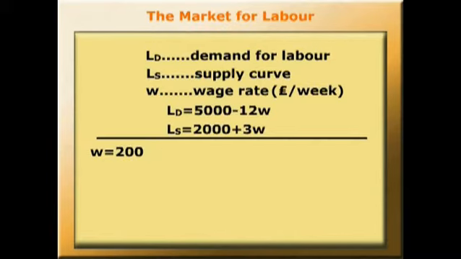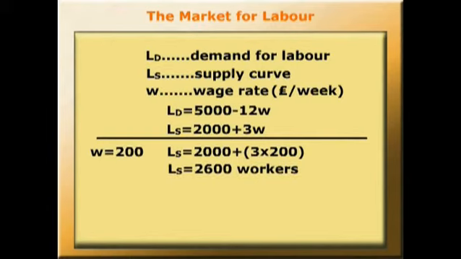We can also use our equations to find the number of people employed in the industry at that equilibrium wage rate. And we can do that simply by substituting W equals 200 into either of our equations. For example, using the labour supply curve, LS equals 2,000 plus 3W, but we've already calculated W, so LS equals 2,000 plus 3 times 200, so LS equals 2,600 workers.